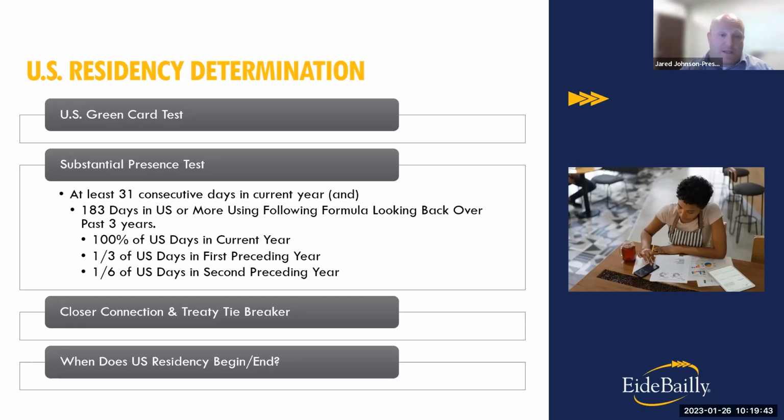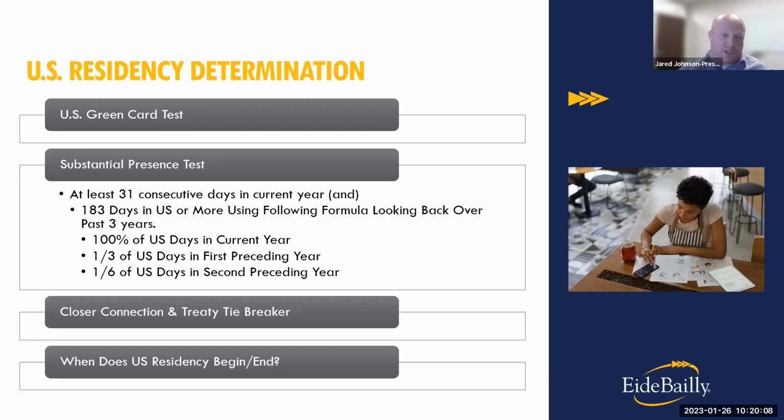The next test, if you fail that test and you say, no, I'm not a US green card holder, the next test in determining US residency is, do you meet the substantial presence test? What this substantial presence test is, it's a 3-year look back rule. You're looking at, first of all, in the current year, if you've been in the US for 31 consecutive days.